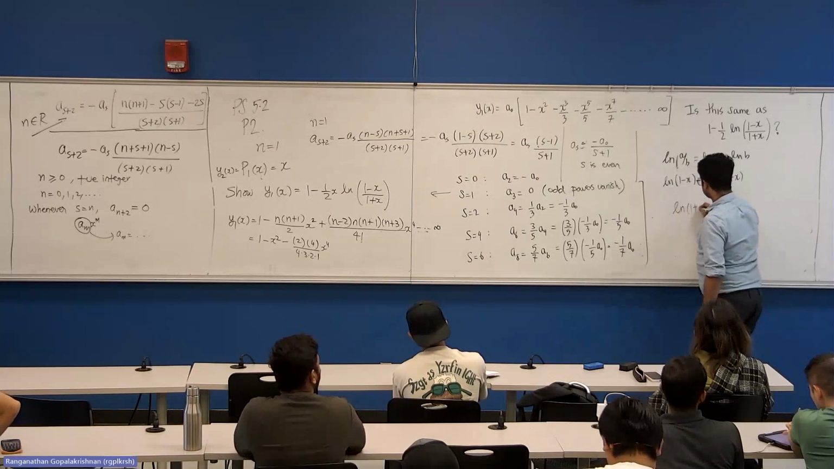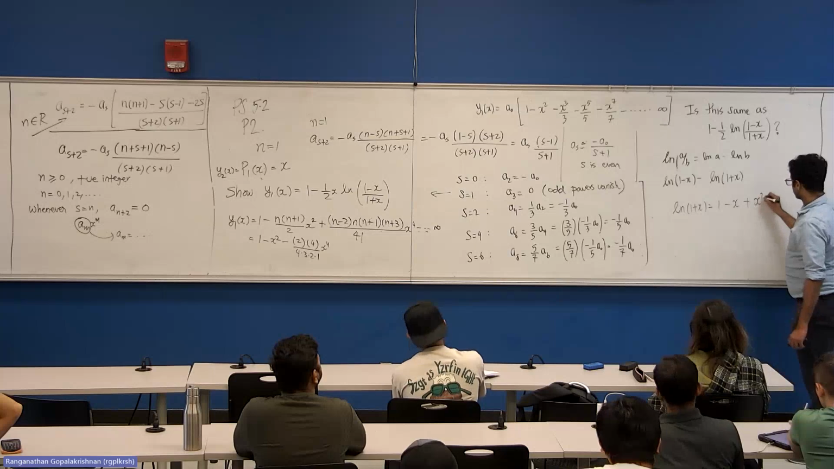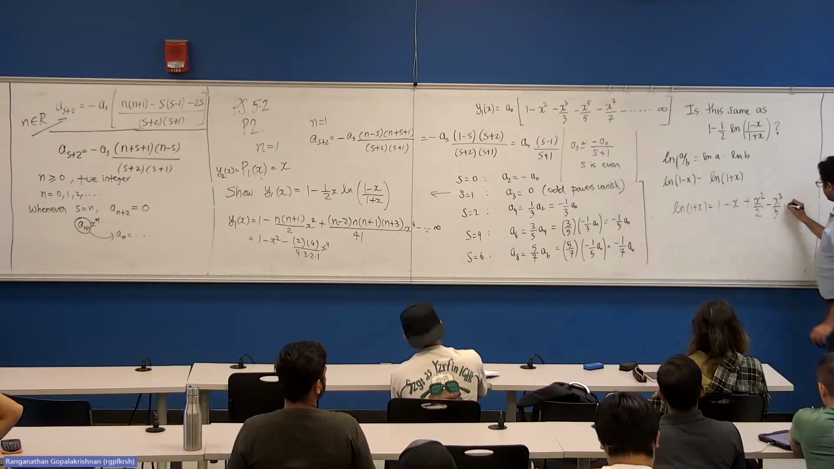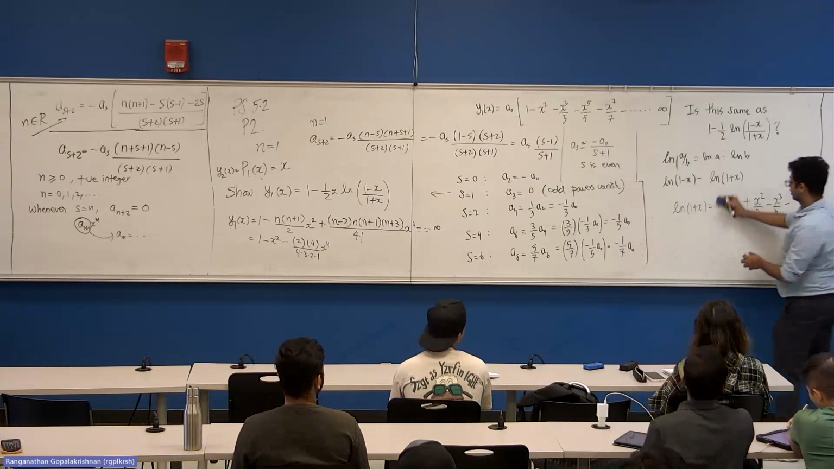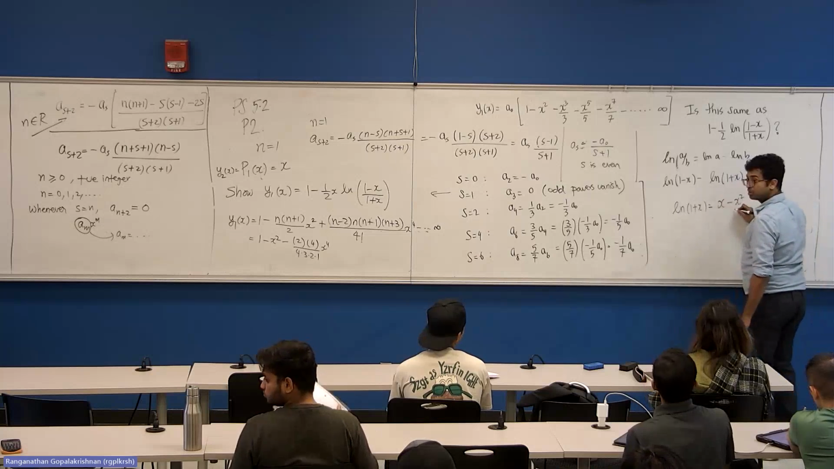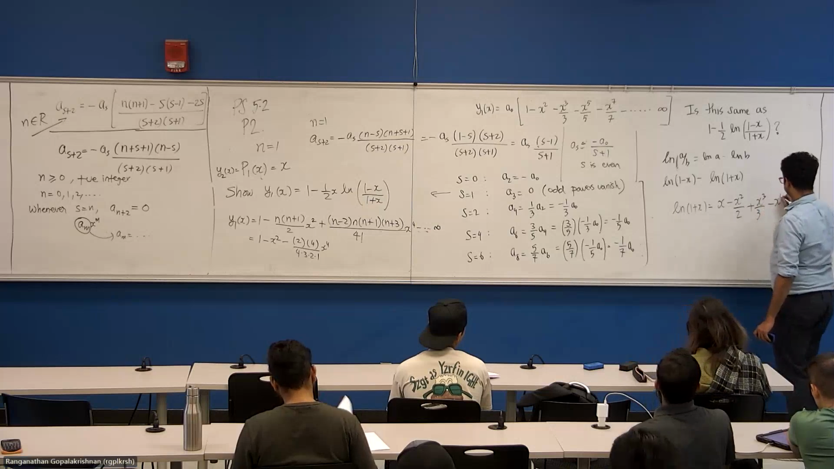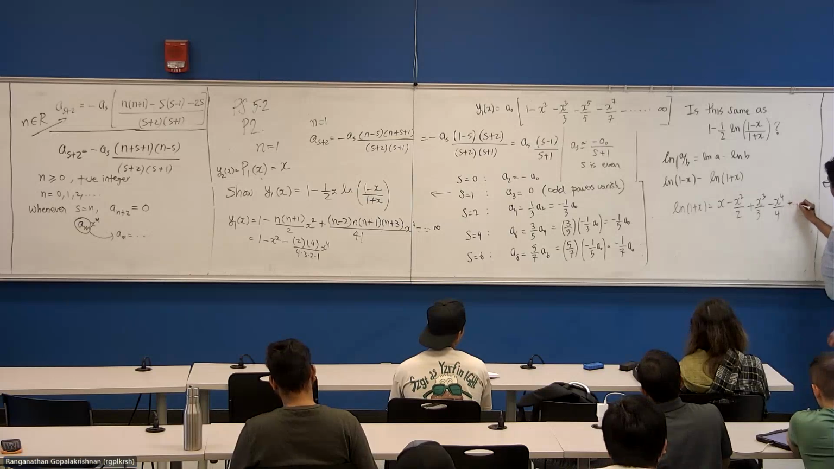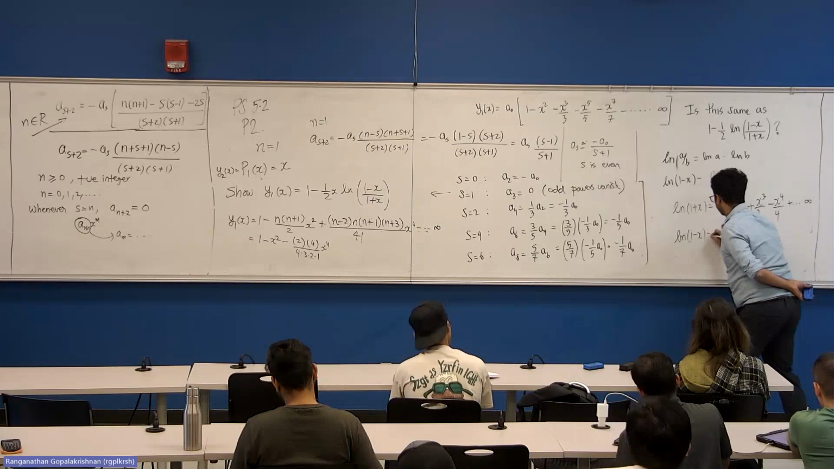Ln of 1 plus x is 1 minus x plus x squared over 2 minus x cubed over 3, I think. Correct me. No, I guess it's x minus x squared over 2 plus x to the power of 3 over 3. I'm saying this based on our previous two sessions. Okay. All right. So ln of 1 minus x is just replace x with minus x.